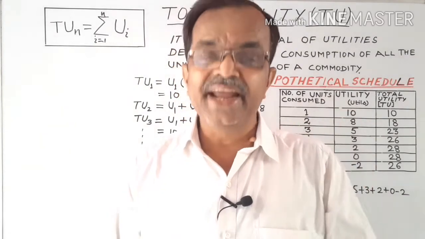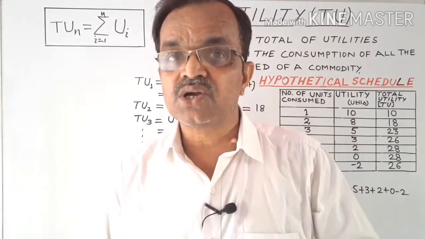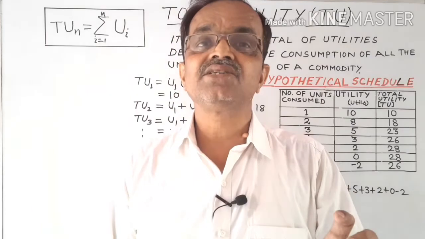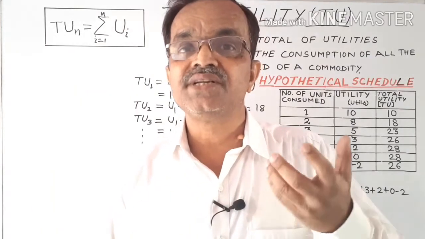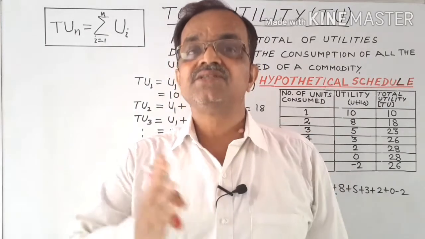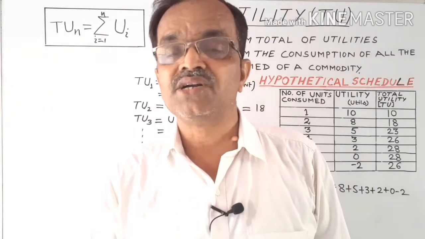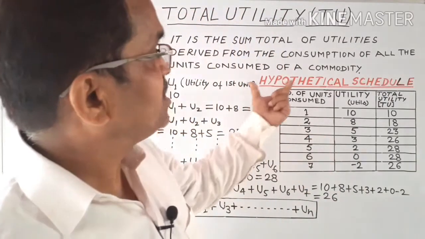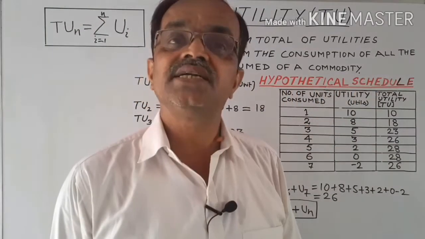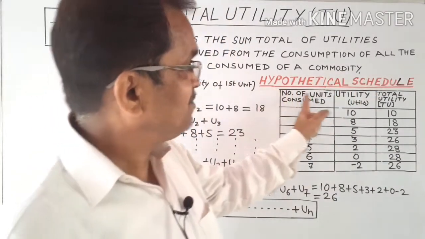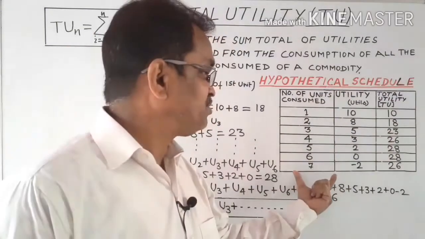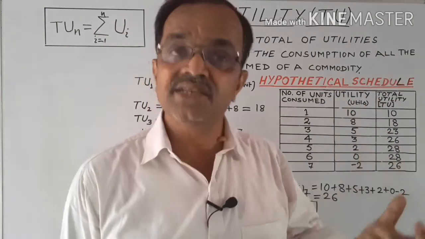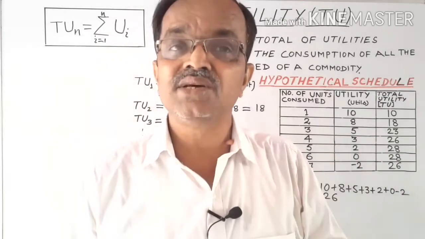तो to explain it, the cardinal approach of measurement of utility is used to get the sum total of the satisfaction derived from the consumption of the units of a commodity. Now let's have a look at the board where I have drawn a hypothetical schedule that simply has three columns. In the first column, number of units consumed. In the second column, I have written here utility, but actually it is marginal utility.